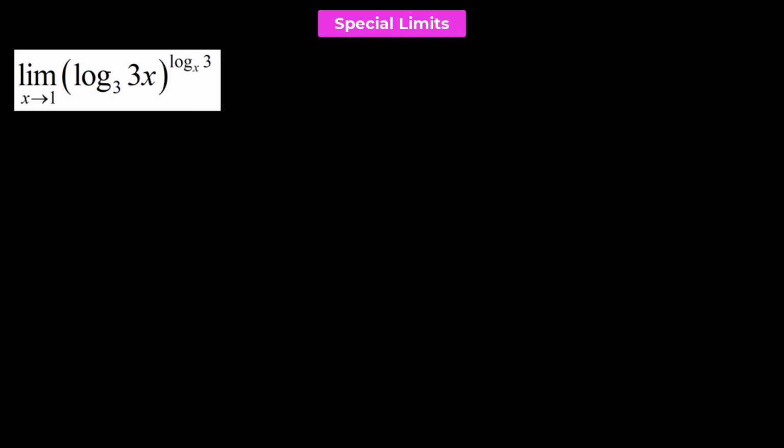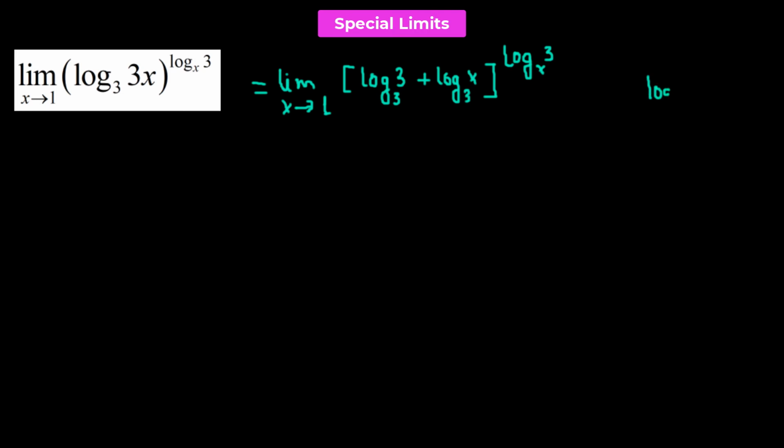So here we have log of 3x base 3 whole raised to the power of log of 3 with the base of x. Now log of 3x can be expanded as limit x approaching 1, so we have log of 3 base 3 plus log of x base 3 whole raised to the power of log of 3 of base x. So here we have applied log of ab is equal to log of a plus log of b, which will be equal to limit x approaching 1.